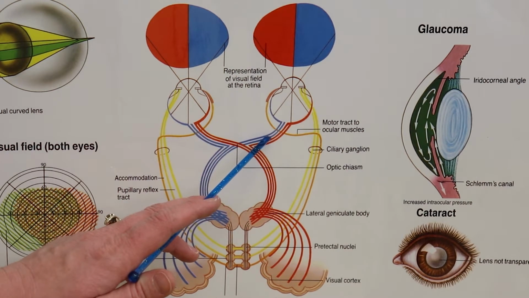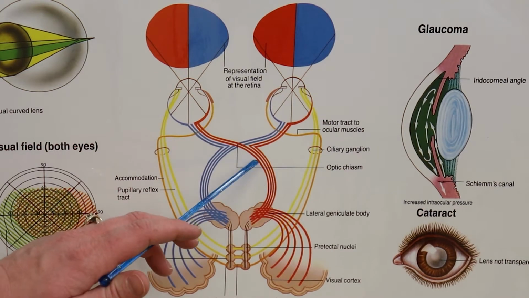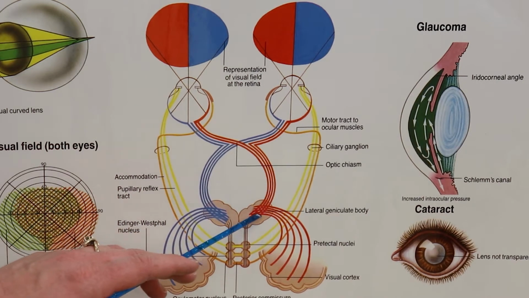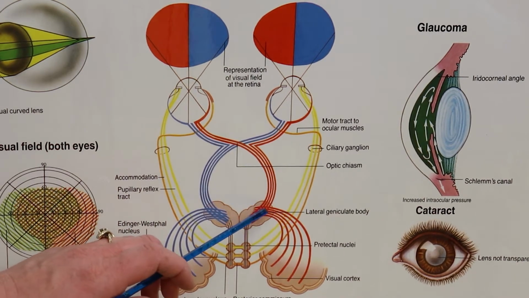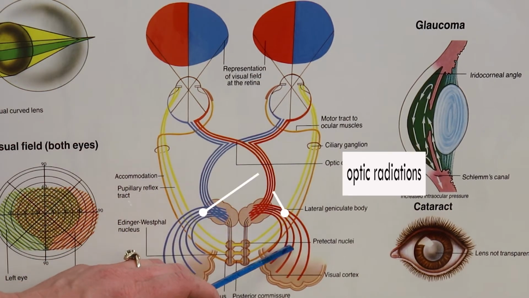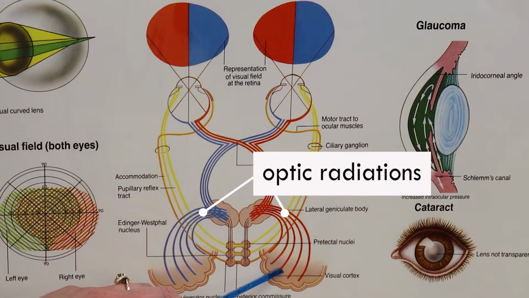So here we have the right optic nerve, here is the right optic tract. The optic tracts will then synapse in the thalamus, and then they will synapse on the third order sensory neurons, which will travel in the optic radiations out to the primary visual cortex in the occipital lobe of the cerebrum.